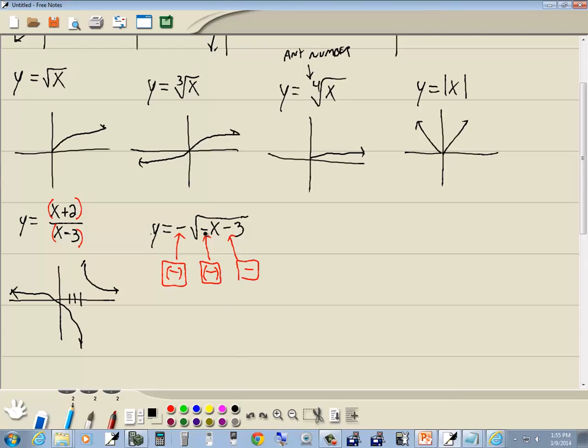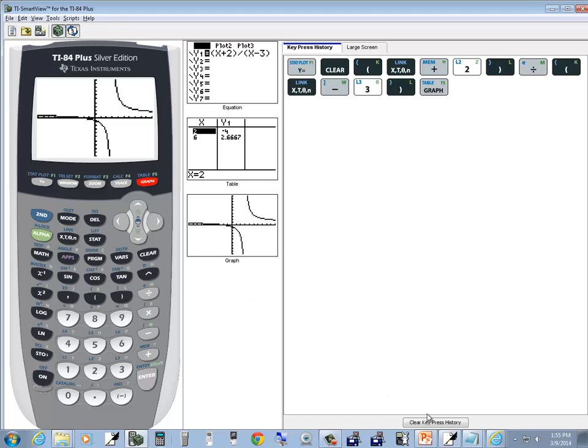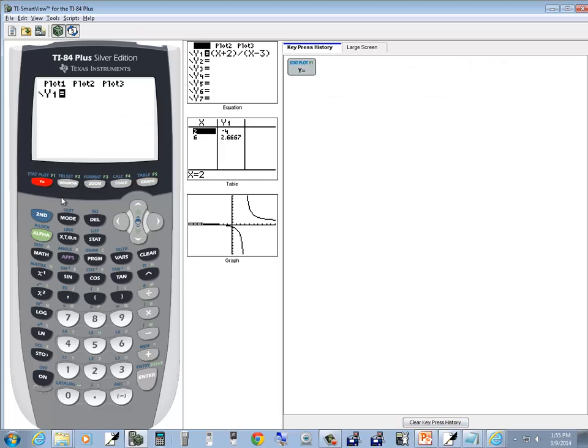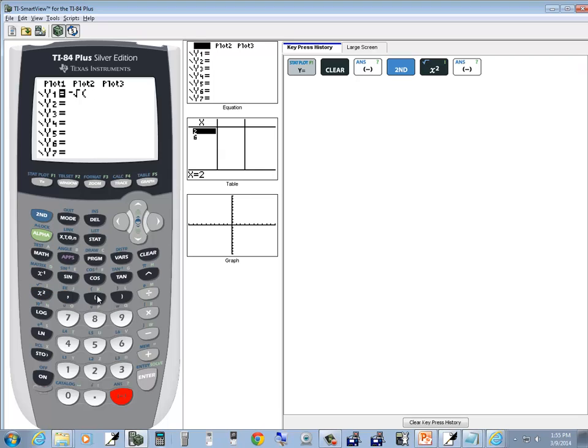Now you might argue that this dash here is between the square root and the x, but that goes against our first guideline. If it's the first item in whatever, first item in the square root, first item in the problem, first item in absolute value, it's a negative. Other than that, we're going to type it as we see it. So I press my Y equals, clear, put in my negative, square root, so I do second x squared, negative x minus 3, and I'll put a closing parentheses to finish off the square root, and then graph.